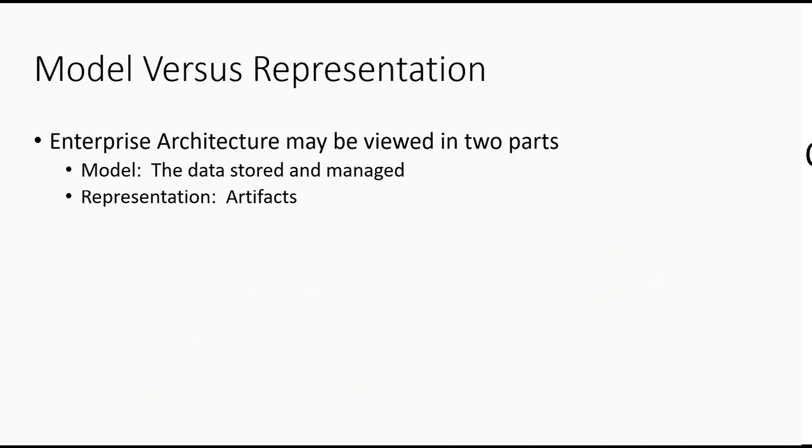The first one to learn is model versus representation. In enterprise architecture, you can view it in 2 different ways. There's the model, which is the data that's stored and managed, and the representation, the artifacts that you produce. So when you deliver in architecture, you deliver a set of artifacts. But when you exchange in architecture, you exchange the data.